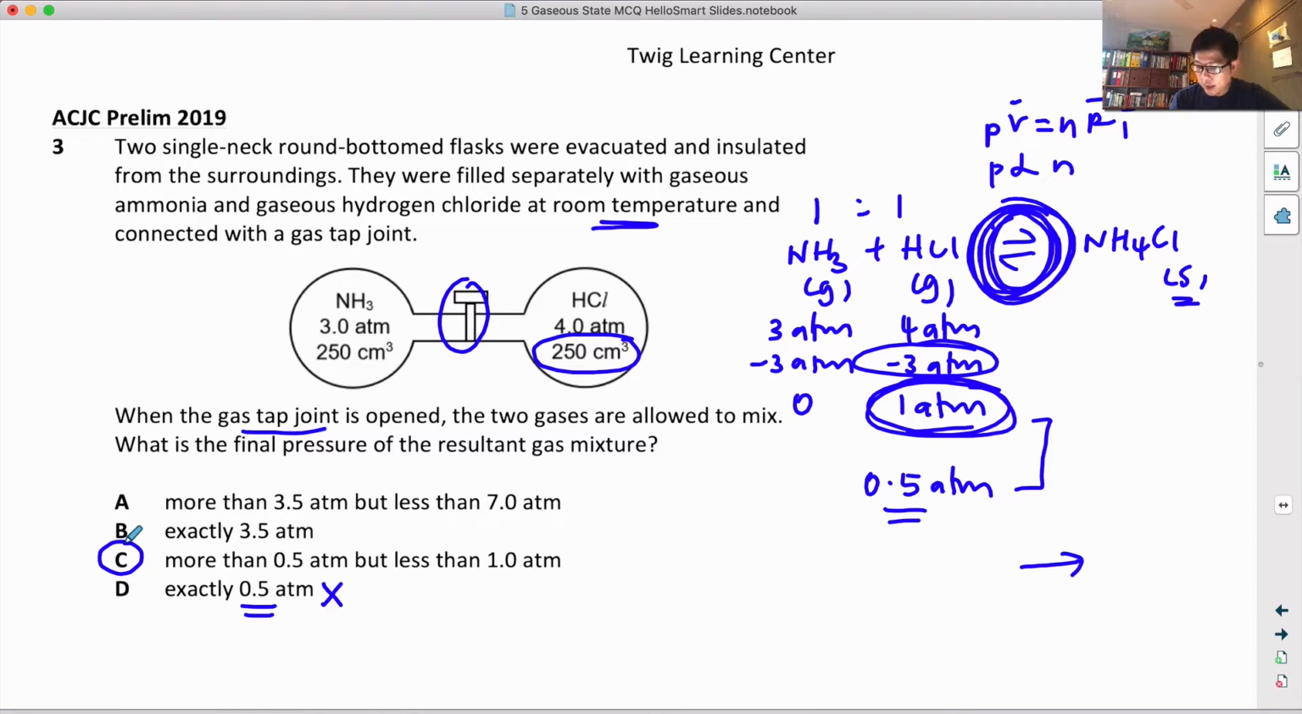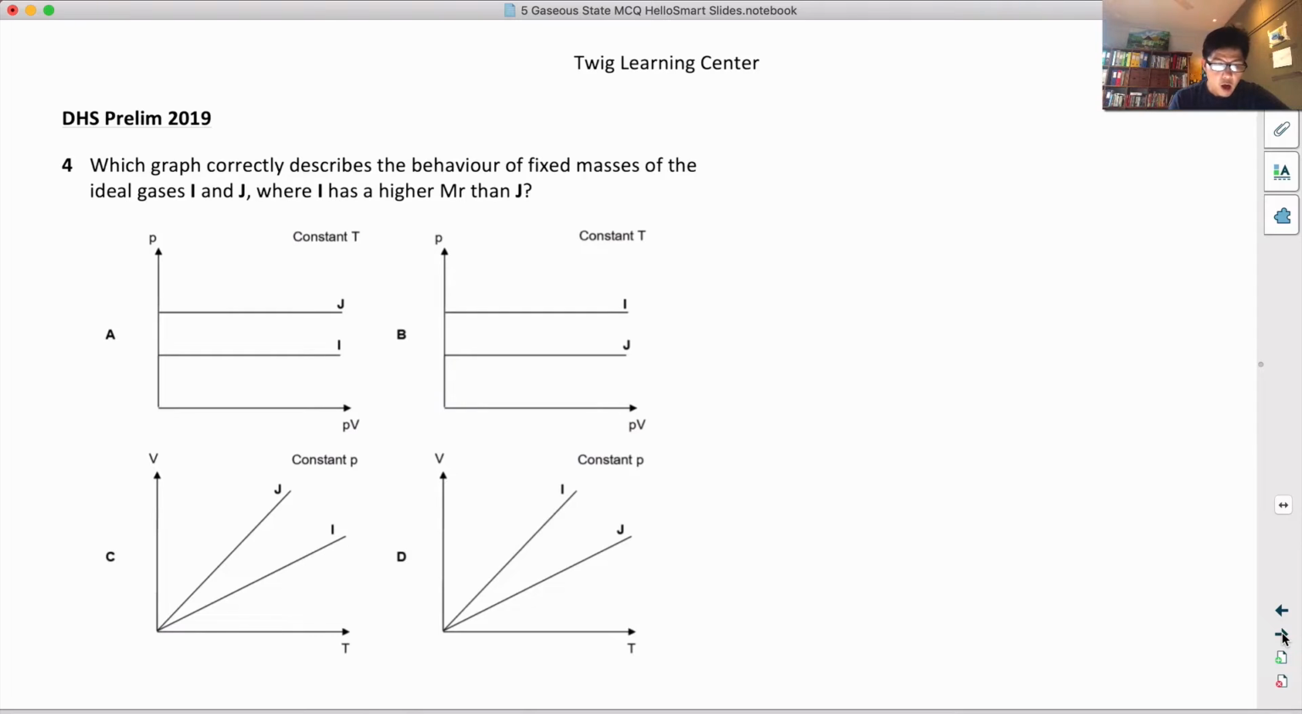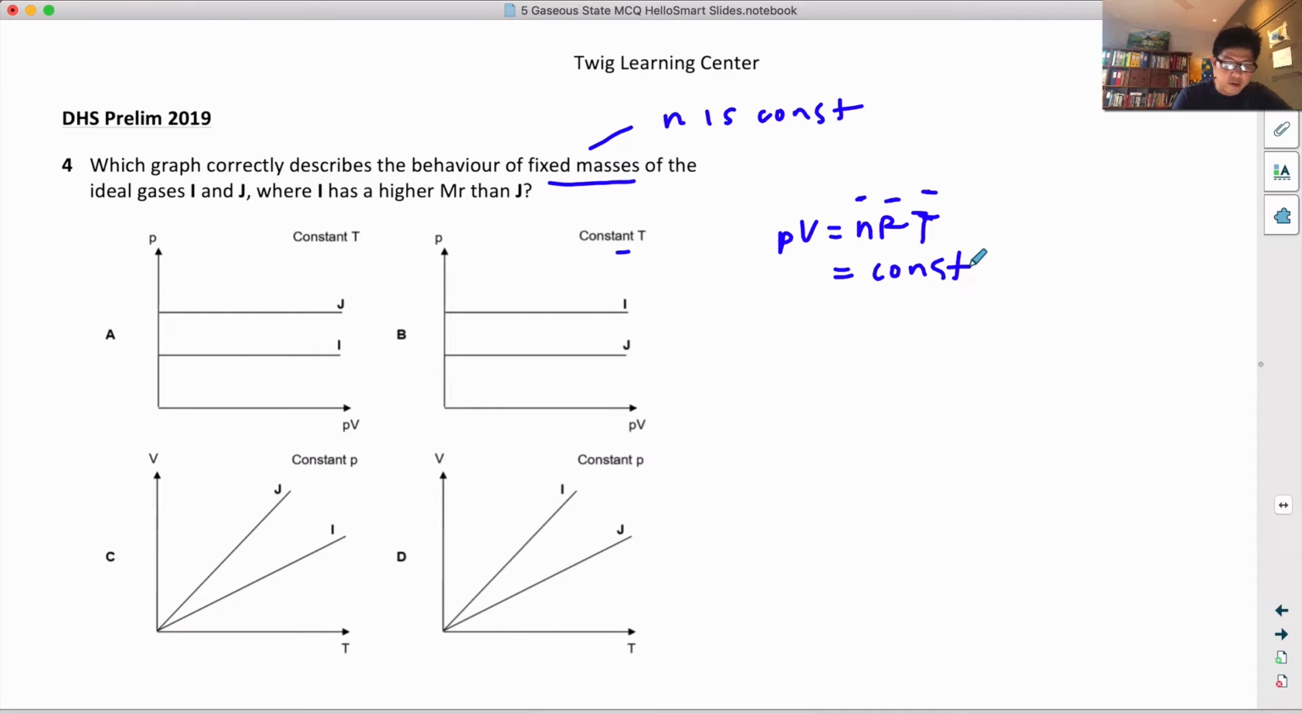Okay, let's look at the next question. Which graph correctly describes the behavior of fixed masses? Fixed masses, again, n is a constant, the number of moles is a constant. If I use PV = nRT, you can see that the temperature is constant. If temperature is constant, n is a constant and R is a constant, then PV is a constant, which means I can eliminate A and B. Because PV is a constant, the graph should be a vertical line.